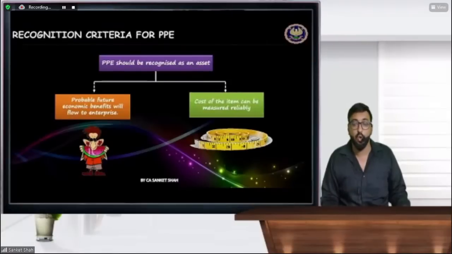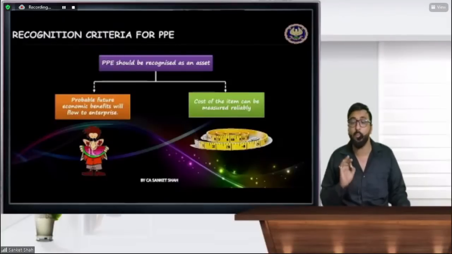And the second one, cost can be measured reliably. When you can measure it reliably, beta, that is a measurement tape. That is the only reason I have shown those pictures. So cost can be measured reliably. It is called PPE. So when to recognize it in your books of accounts? When it is probable.